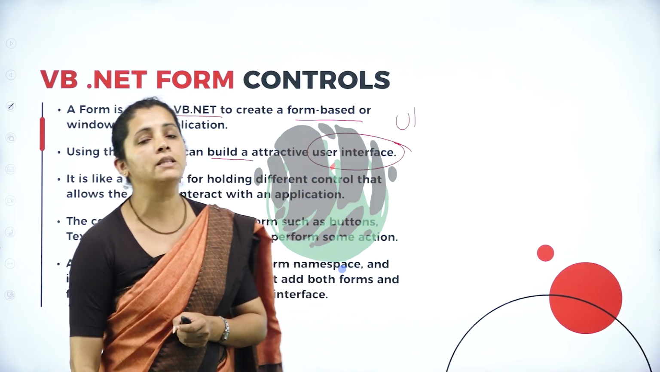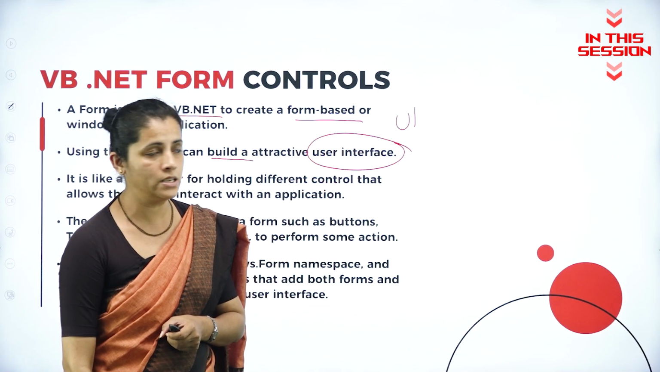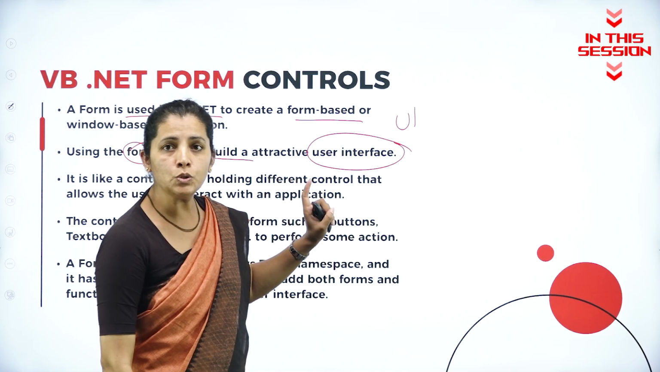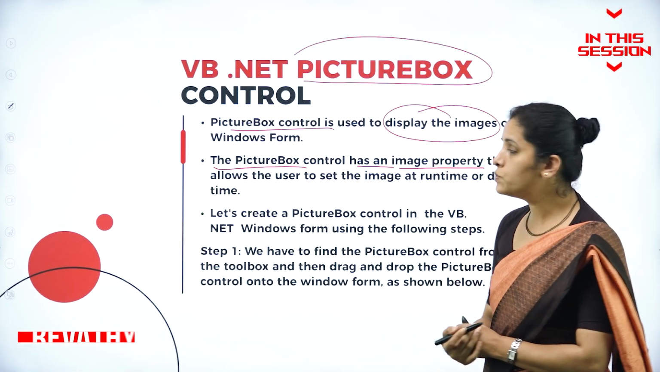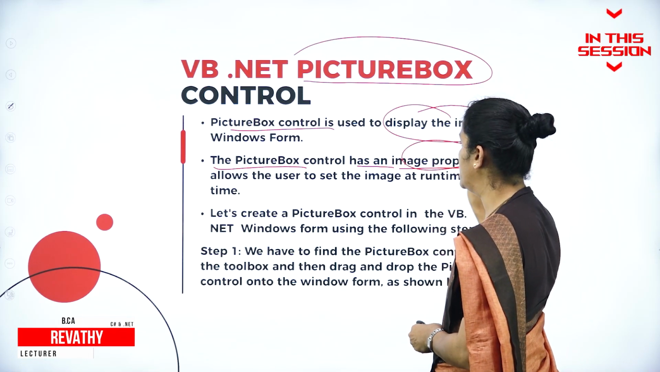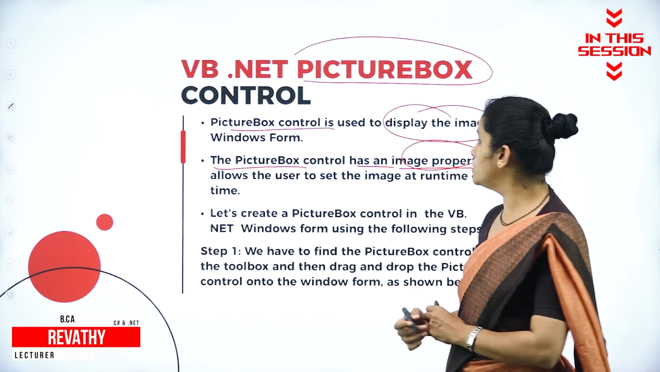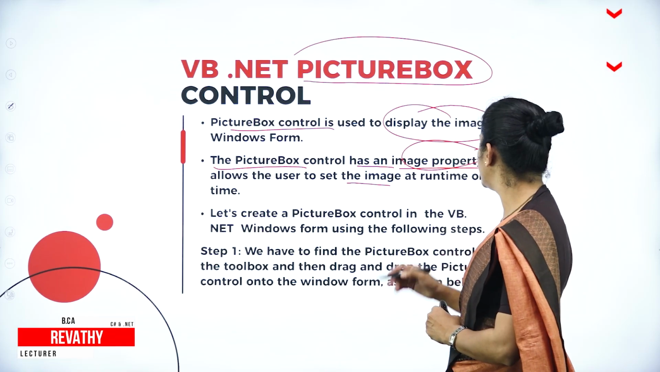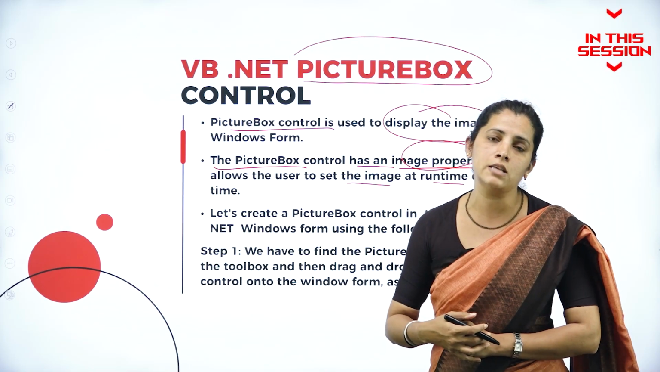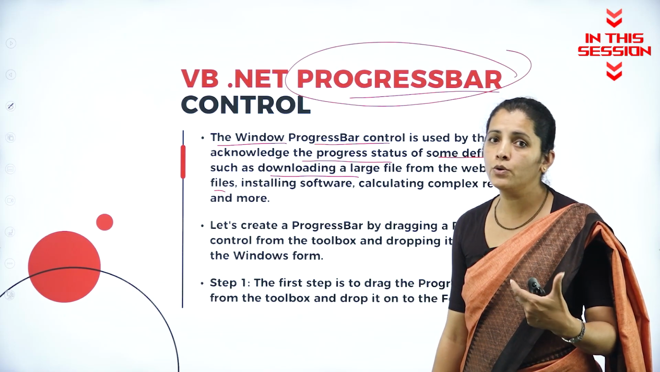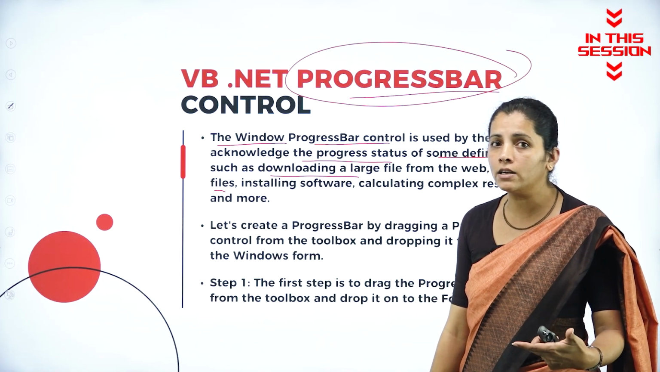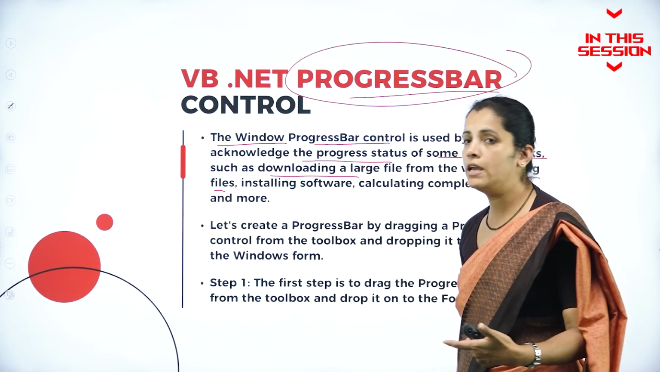UI is nothing but the user interface. It's mainly used to design user application. In picture box, we have the image property that allows the user to set the image at runtime or design time. When you copy the files, how many percentage you have completed, you have to show that. For that, I'm going to have the progress bar.